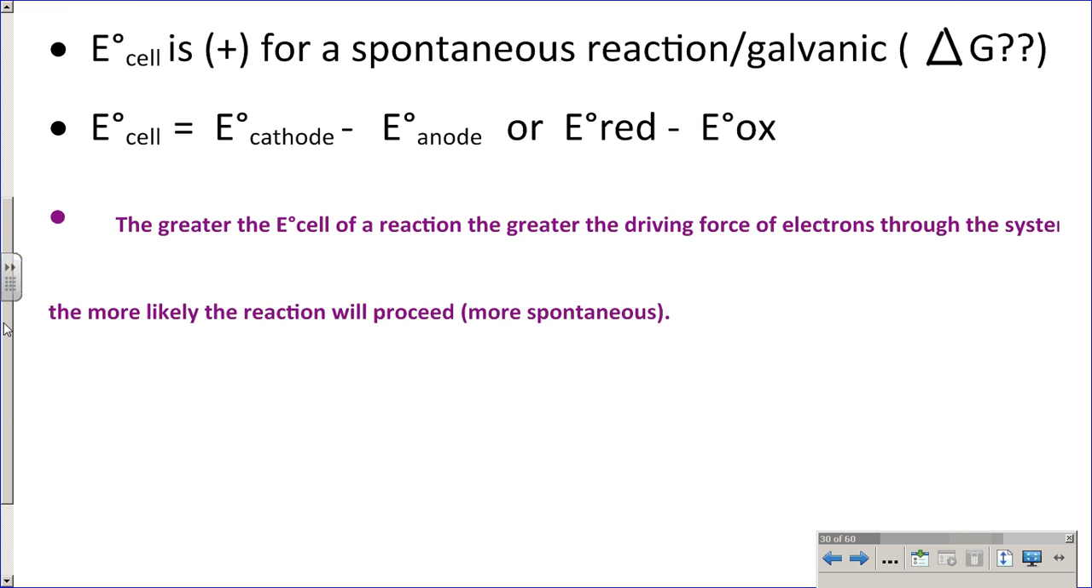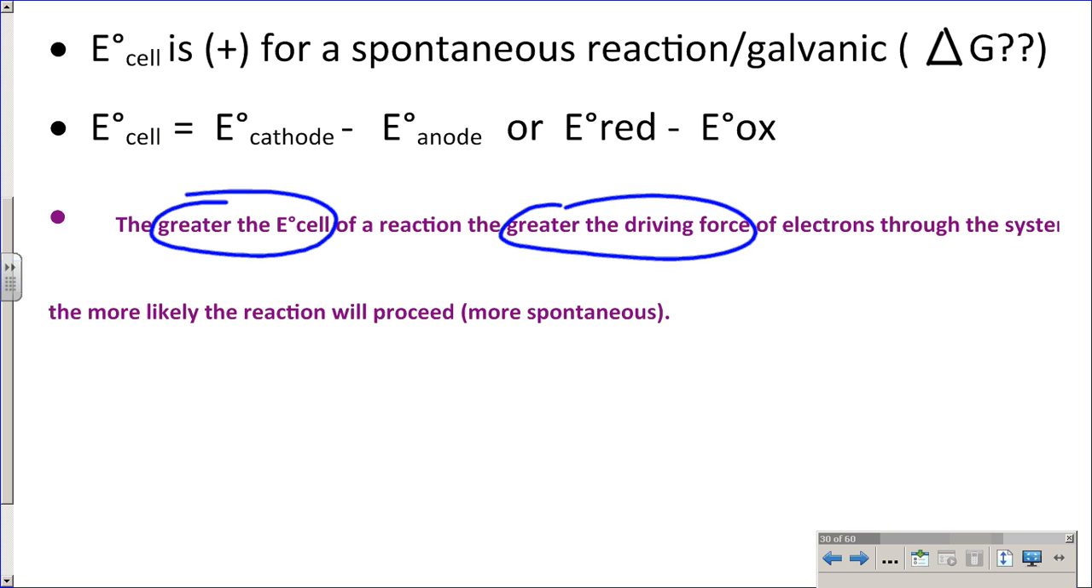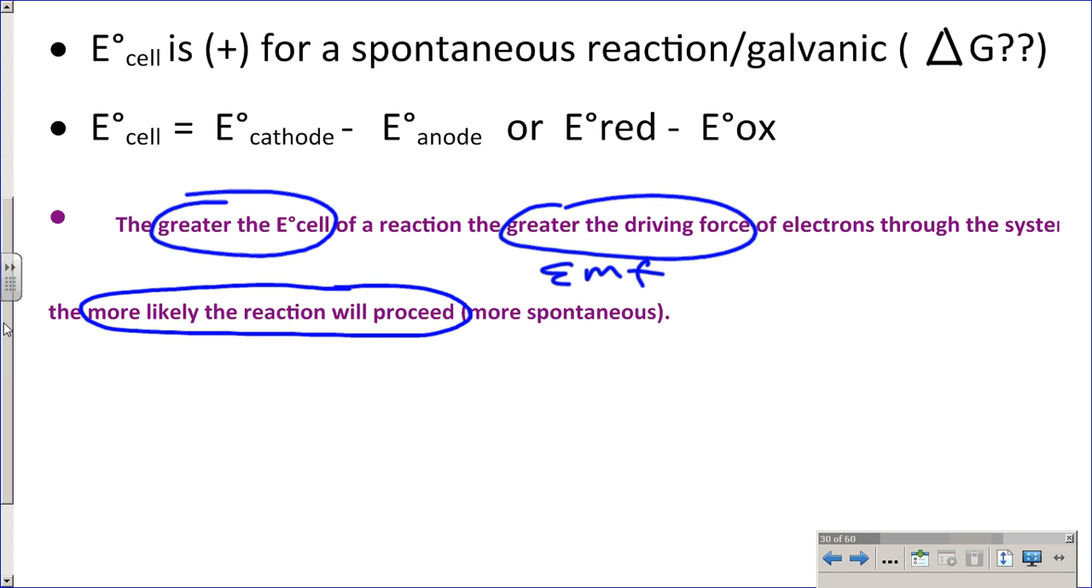Okay, yes. So this is the part that's a really good, I'm sorry, it's small, I'll read it off. It's a really good explanation for anytime you have to justify your statement or explain what this means. The greater the E cell, the greater the driving force, which is that whole EMF thing, electromotive force again. So they're directly related. So the greater the driving force of the electrons through the system, which means that the reaction will be more likely to proceed. It's more spontaneous.